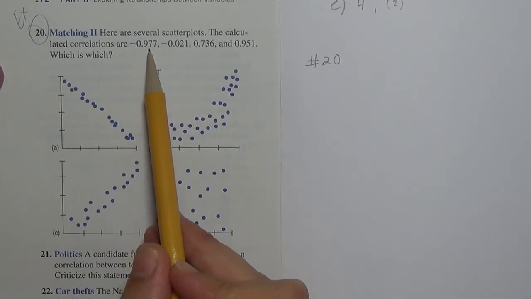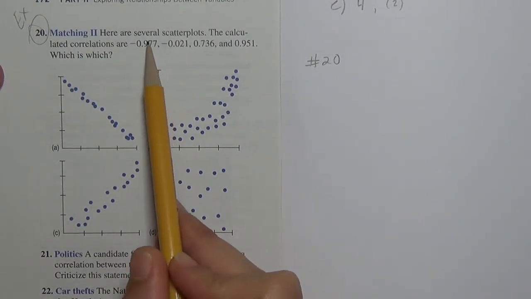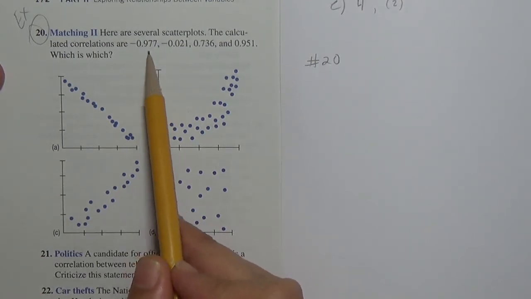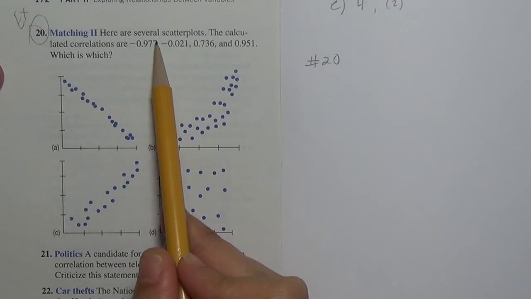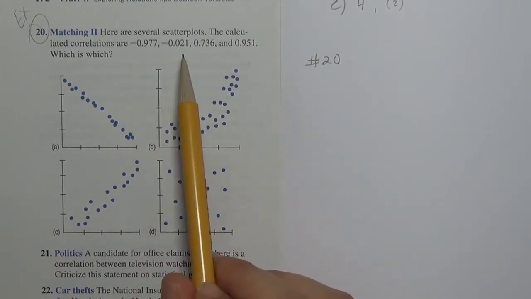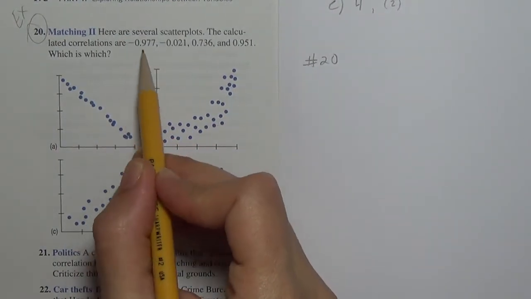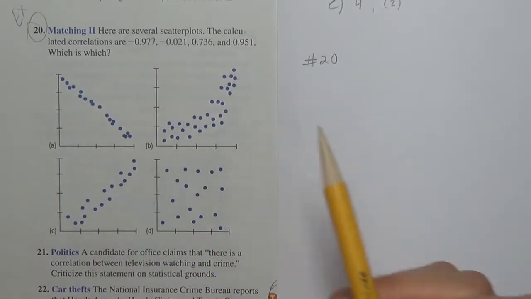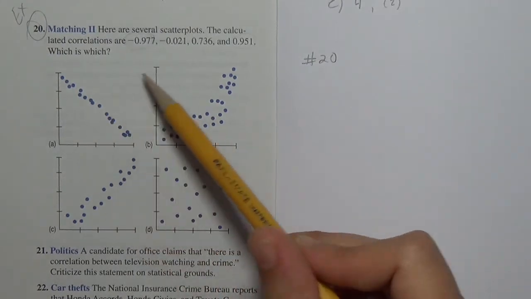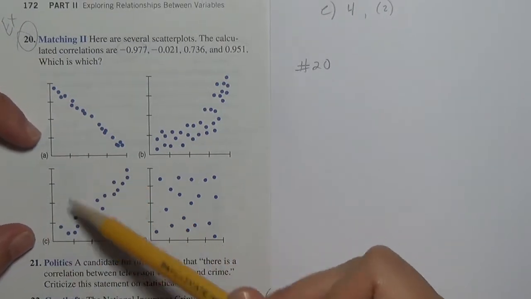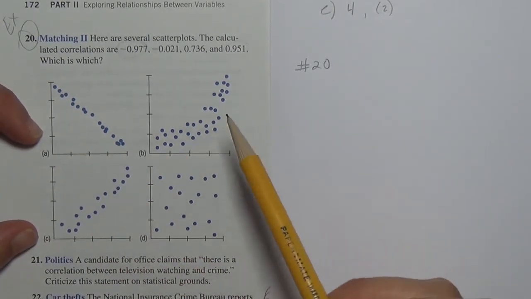Okay, so negative 0.977, that's really close to a negative 1. So being close to negative 1 or positive 1, that suggests a strong linear association or a strong linear relationship. So the ones that are going to be very linear in form are going to be the values that are close to 1 or a negative 1. So these two right over here. The ones that look the most linear, I would say, are parts A and C. So these two are linear, scatter plots A and C.